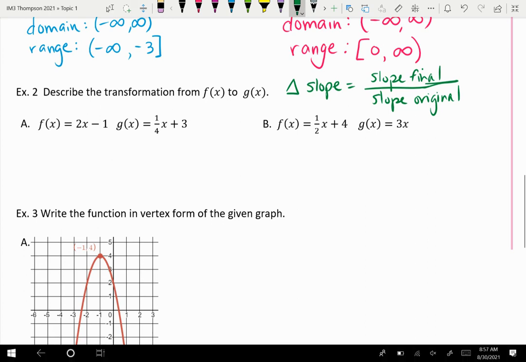Now, if it doesn't have slope, if it's a parabola, then to find the change in A, you would take the final A divided by the original A.